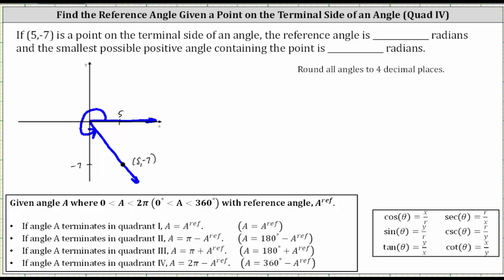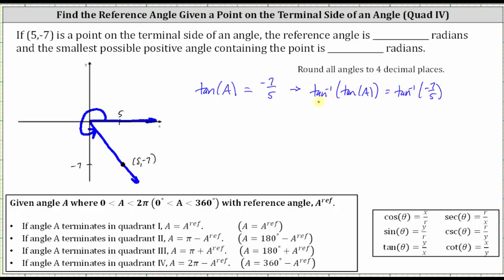On the coordinate plane, tangent theta is equal to y divided by x. So if we call the angle we are looking for angle A, we know that tangent A must equal, again, y divided by x, which is negative 7/5. And now to solve this equation for angle A, we would take the inverse tangent of both sides of the equation.